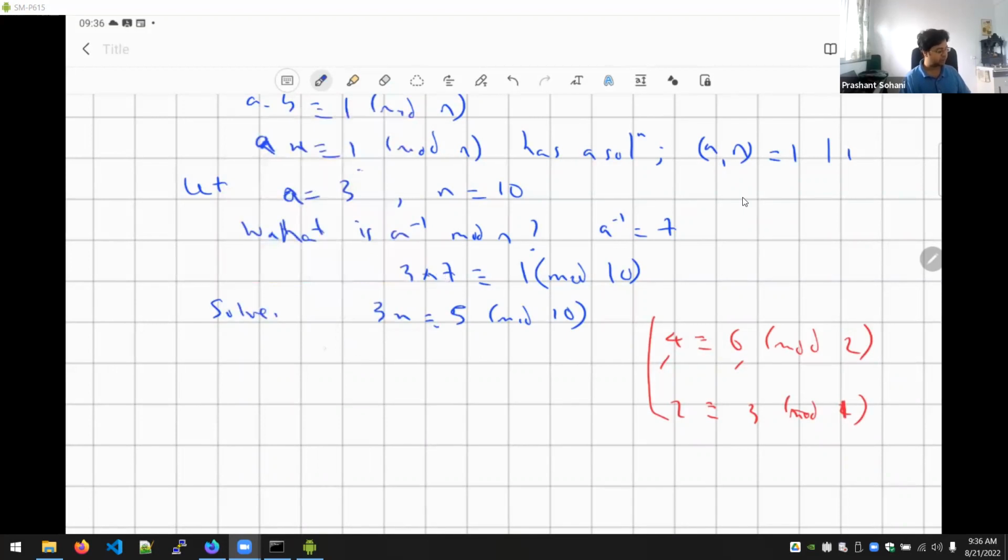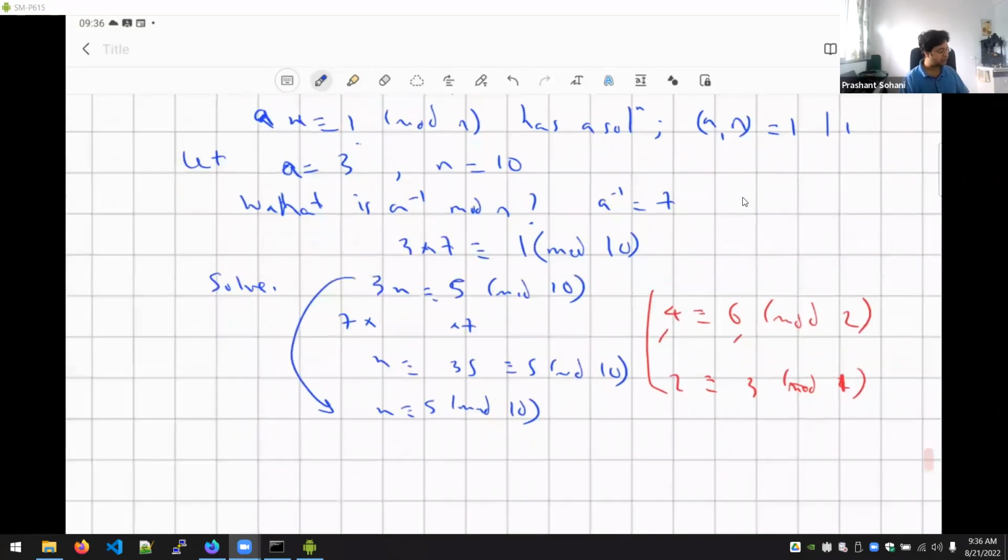So basically you can multiply with the multiplicative inverse. If I multiply by 7 on both sides, I'll get 3 into 7, which is 21x, which is x. So x is congruent to 35, which is congruent to 5 mod 10. So you see from this equation, we have basically eliminated a from the equation. So we are left with x congruent to 5 mod 10. You see we are getting rid of one variable.